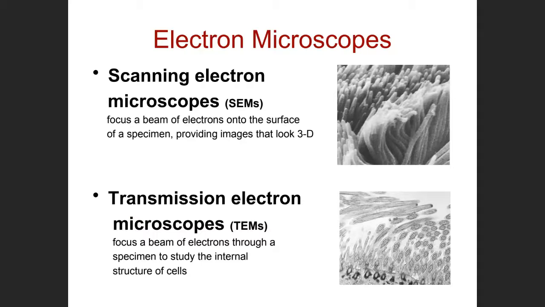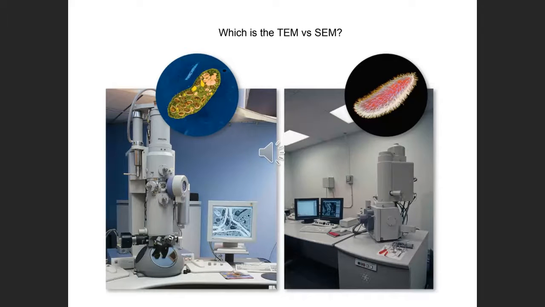Electron microscopy is much more powerful than light microscopy. Instead of light, we use a beam of electrons. So there are two types of microscopy. We have microscopy that focuses only on the surface of a specimen, providing a three-dimensional image; that's scanning electron microscopy. And we have microscopy where the beam of electrons goes through a specimen to study the ultrastructures, the internal structures of the cells. This is transmission electron microscopy, and this is a picture of a light microscope.